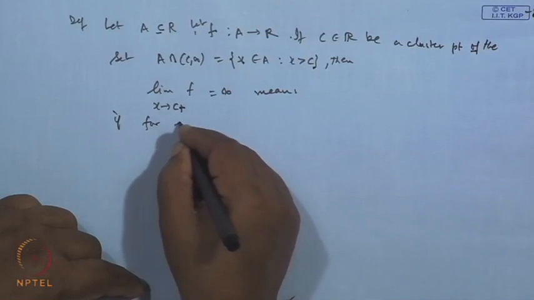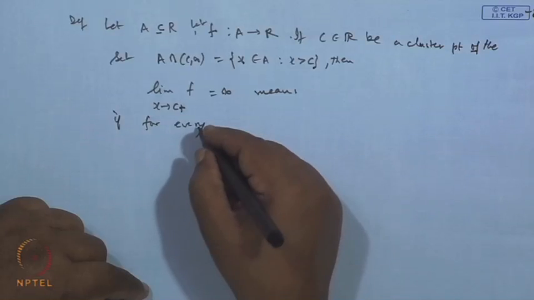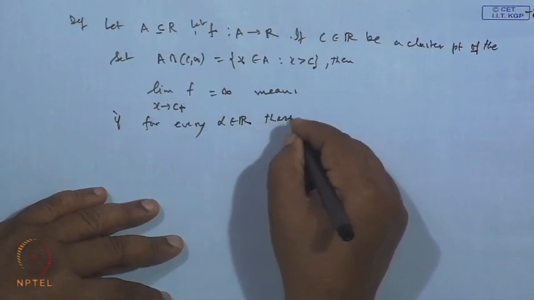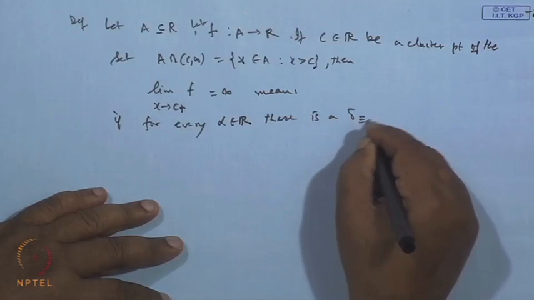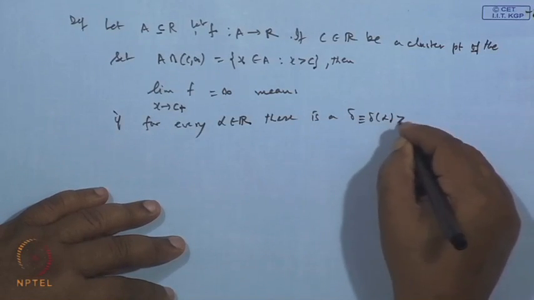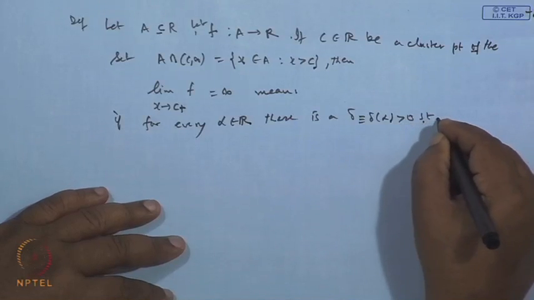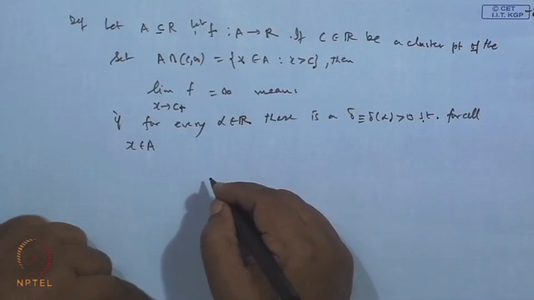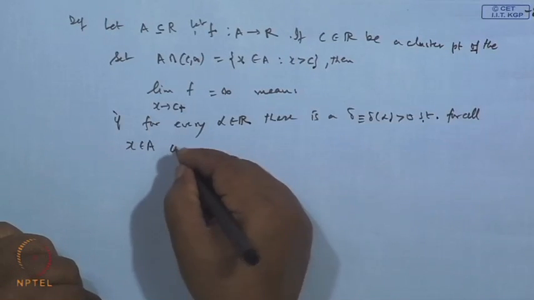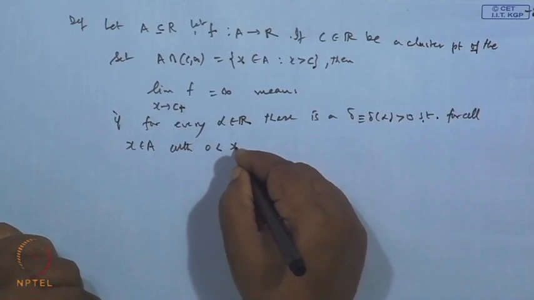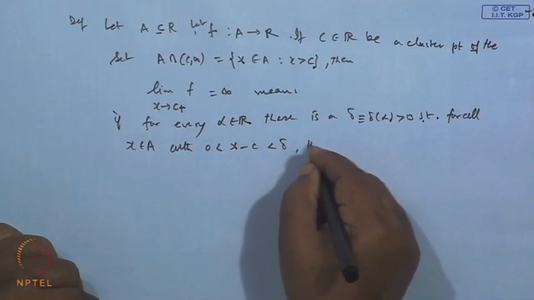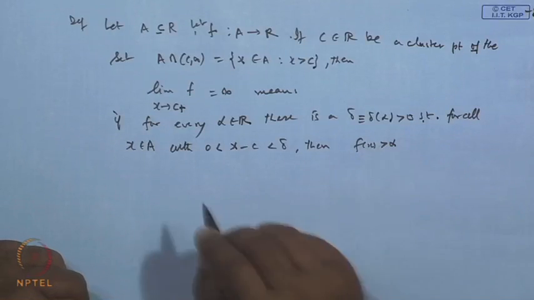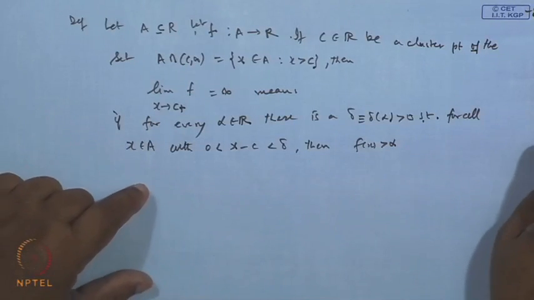if for every alpha belonging to R, there is a delta depending on alpha, positive, such that for all x belonging to A with 0 less than x minus c less than delta, then f(x) is greater than alpha. So, this is the concept of the limit from the right hand side.